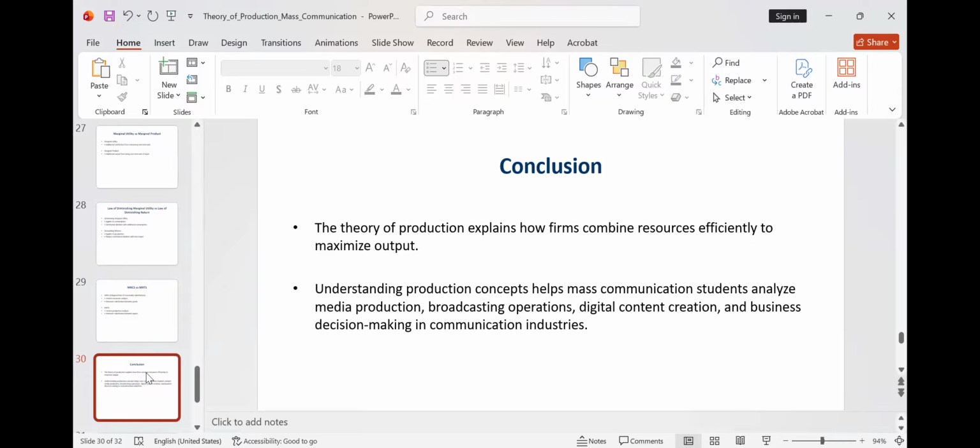Understanding production concepts, therefore, helps mass communication students to analyze media production, broadcasting operations, digital content creation, and business decision-making in communication industries. So those are the ideas of what we have learned.